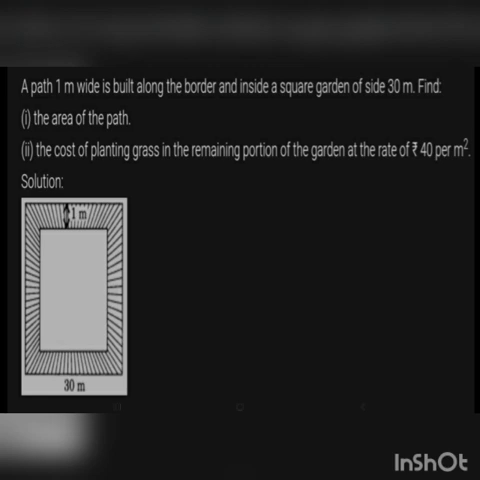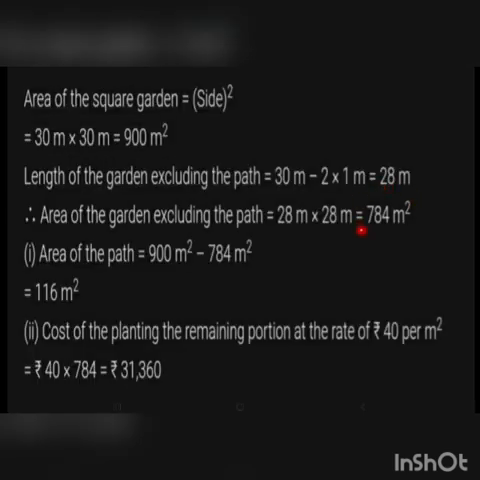So how much is the area of this portion? We got the length as 28 and we found this area as 784, isn't it? Area of the garden excluding the path is 784. Now in this portion we are planting the grass. Now what is per meter square? It is rupees 40. So for 784 meter square it is rupees 31,360.